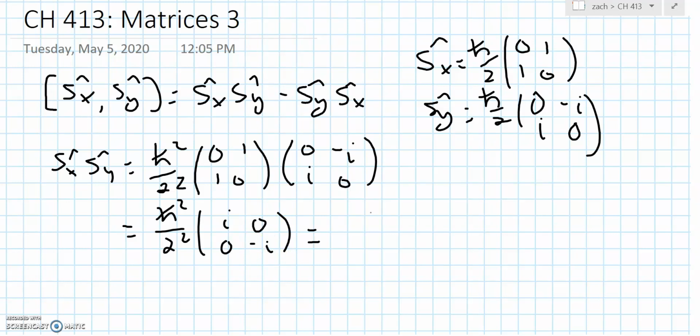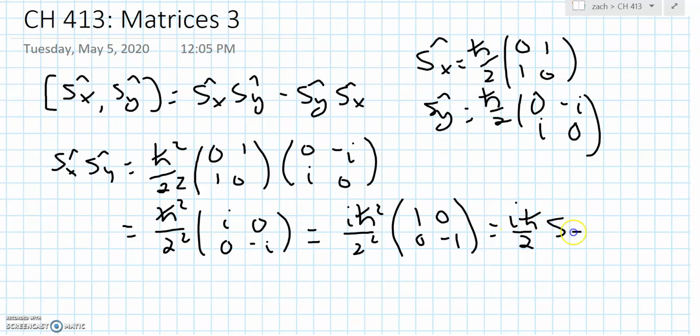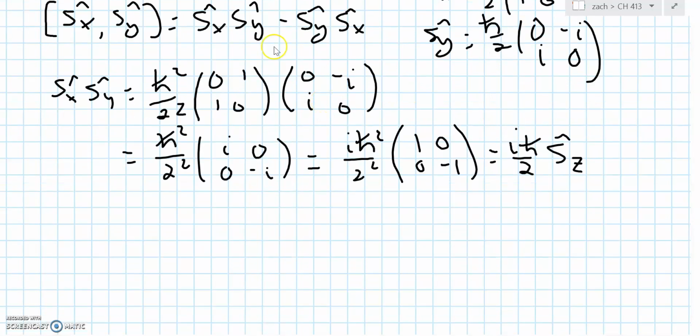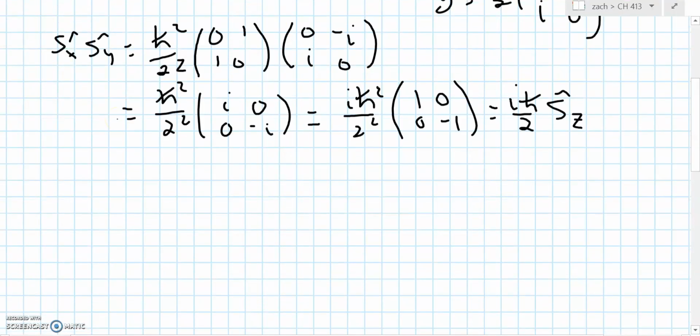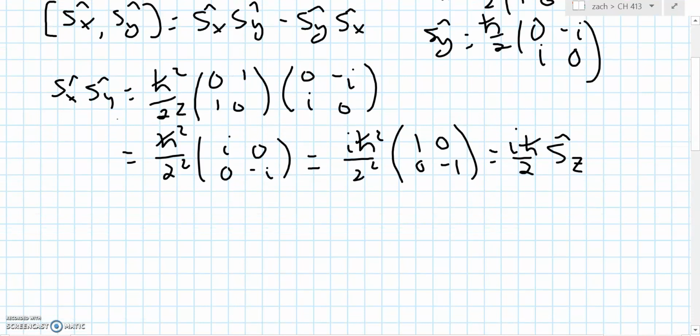Now we're going to pull out an I and realize some really clever things. So we have I H bar squared over 2 squared times the matrix 1, 0, 0, minus 1. And since you all are geniuses, you remember that this is a spin matrix as well. So H bar over 2 times 1, 0, 0, minus 1 is SZ. So this is equal to I H bar divided by 2 SZ. Now we need to figure out the other direction, SY SX, and then we can finally determine if the commutator is non-zero.